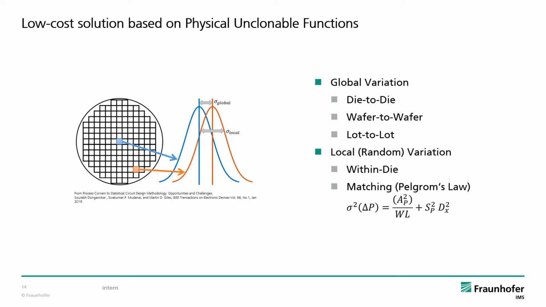Local variations of devices with much smaller distance can be predominantly seen as random and can therefore be used as an entropy source for device authentication or key generation. These random variations are mainly determined by the matching parameters of the integrated components, like transistors, resistors, or capacitors.